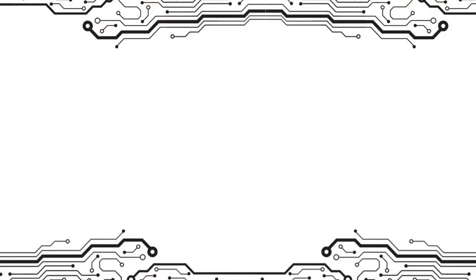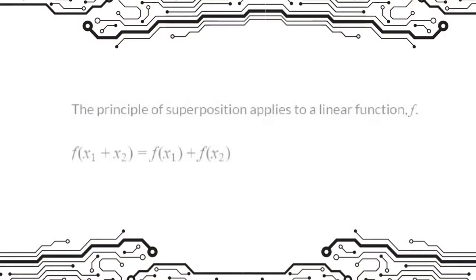Now here is your linear function. It says that if you have two inputs superimposed, x sub 1 plus x sub 2, you can apply the inputs one at a time, x sub 1 followed by x sub 2, and then add the individual results to get the full answer.